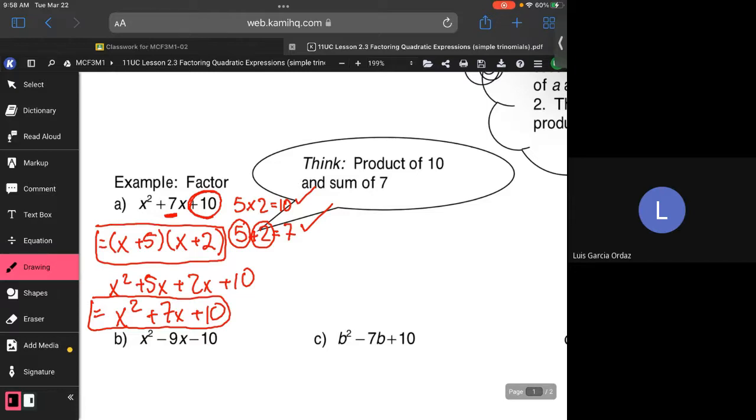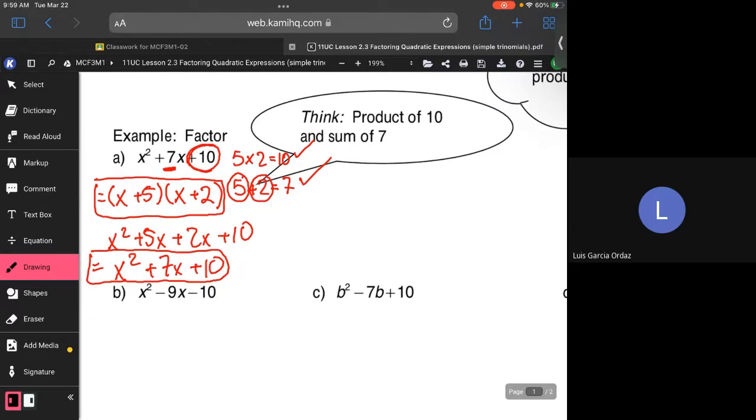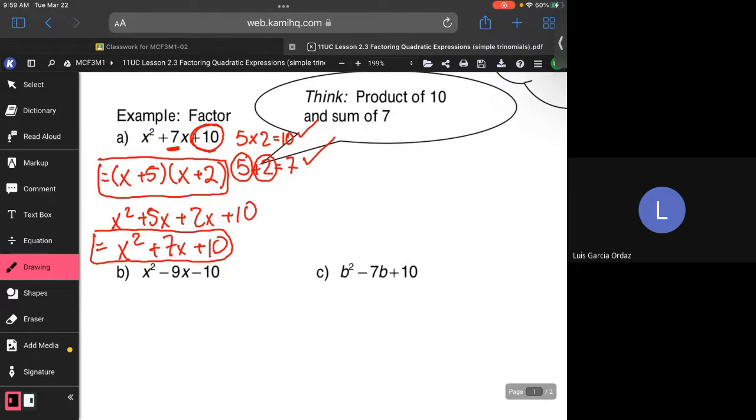Yes, Jade? What if it multiplies into the same number, but it doesn't add to the number? Then you have to figure out another combination of numbers. For example, if I had x squared plus 5x plus 10, the only numbers that multiply to 10 are 5 and 2, and 1 and 10. They will never add up to 5, so that would be considered not factorable. So you would say not possible. So you would just leave it as is.